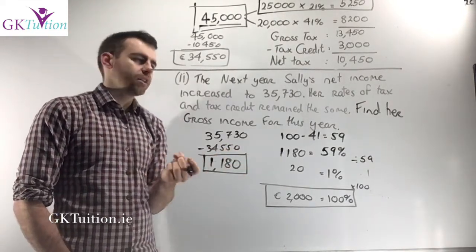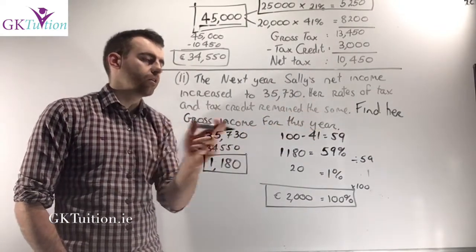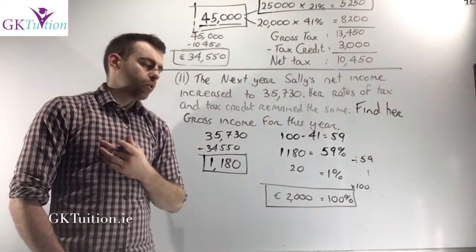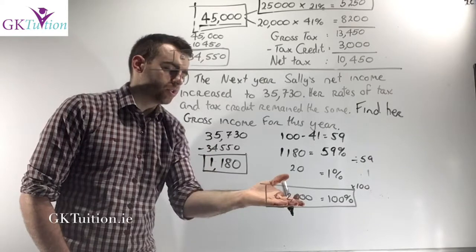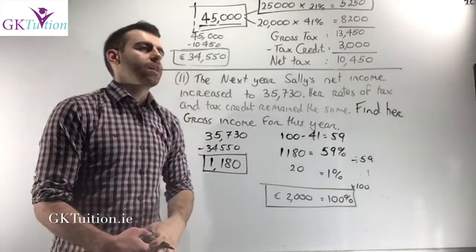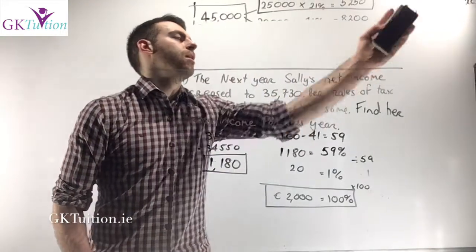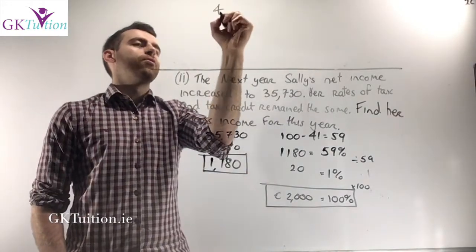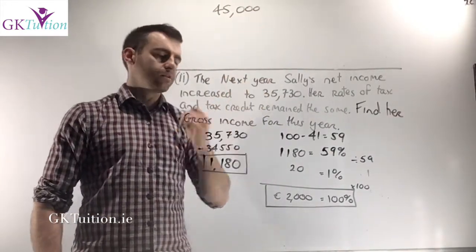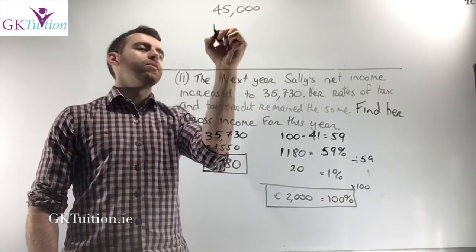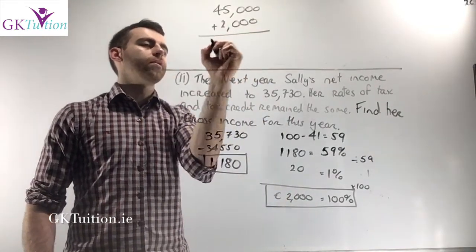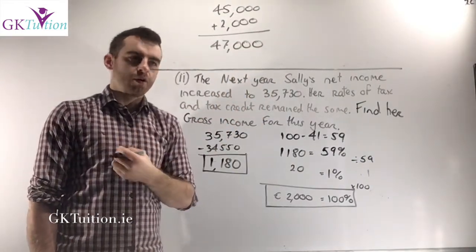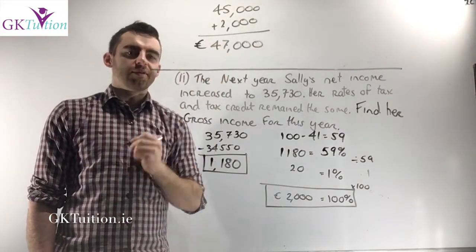Now let's just look at what the question asked. The question asked us to find her gross income for this year. Her gross income the previous year was 45,000, and we've just worked out that her gross income has increased by 2,000. So if it was 45,000 last year, all I need to do is add 2,000 to it. Obviously we didn't actually need this, I was only using it as an example. But her gross income the first year in part 1 of the question was 45,000, and I now know that her gross income must have increased by 2,000. So 45,000 plus 2,000 gives me 47,000. Sally's gross income in the second year must have been 47,000.